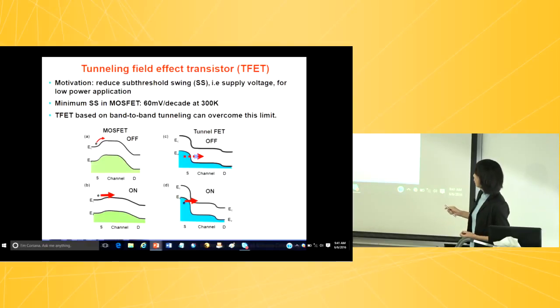So the band diagram will look like this. In the off state, due to this staggered band alignment, the electrons in the valence band cannot tunnel into the channel or the drain because there is no available state in this region. So we can effectively cut off the off current due to these electrons in the high energy tail. That means we can have a much lower off current, which will reduce the subthreshold swing.